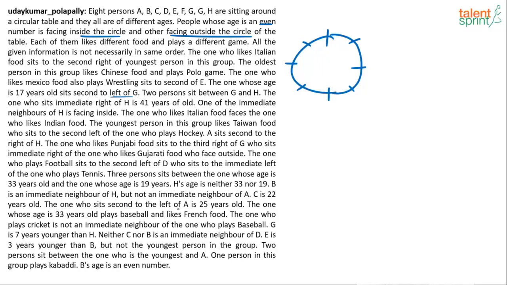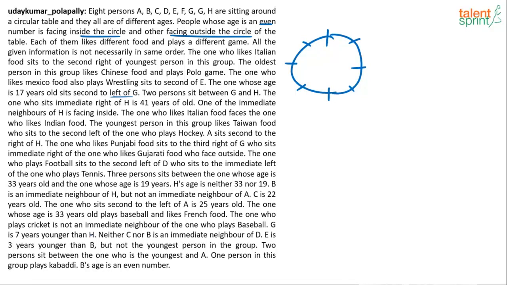The one who sits second to the left of A is 25 years old. The one whose age is 33 plays baseball and likes French food. Okay, so these are good clues. The one whose age is 33, we know this person will be facing outwards. He plays baseball and he likes French food. But nothing else in the data so far has been connected to either baseball, French food, or 33. You getting it? Of course, one point given to us is 3 persons sit between 33 and 90. So maybe we can use that, but that will also give us two possibilities.